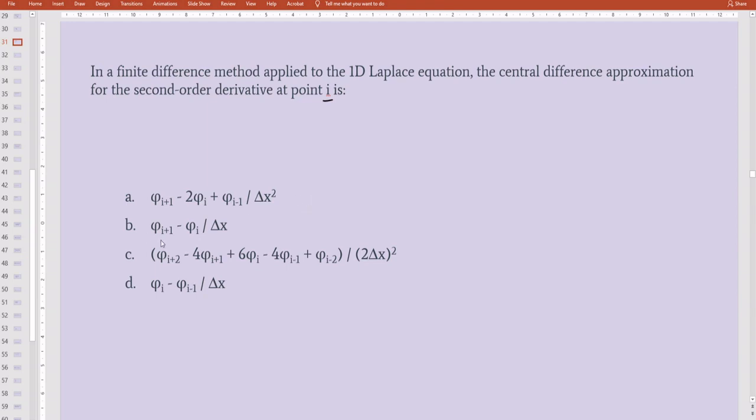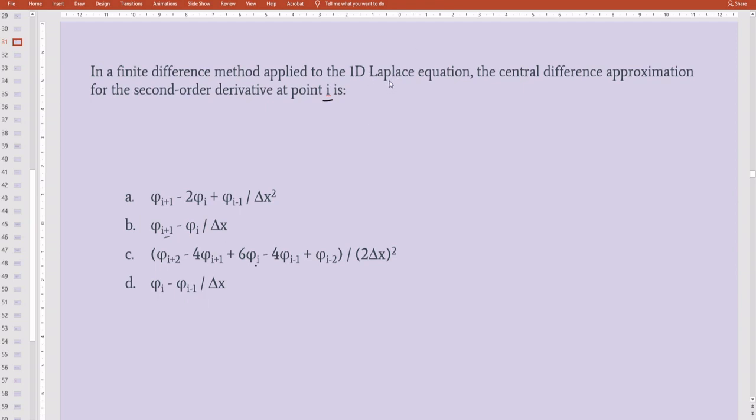Option B, phi i plus 1 minus phi i by delta x. Option C, phi i plus 2 minus 4 times phi i plus 1 plus 6 times phi i minus 4 times phi i minus 1 plus phi i minus 2, all divided by 2 delta x the whole square. Option D, phi i minus phi i minus 1 by delta x.